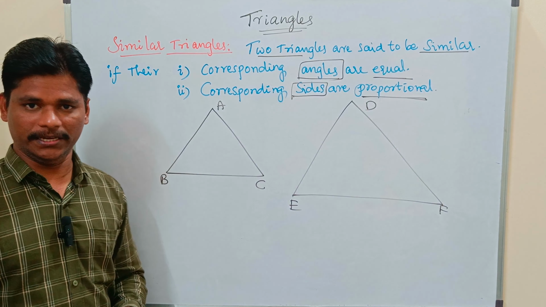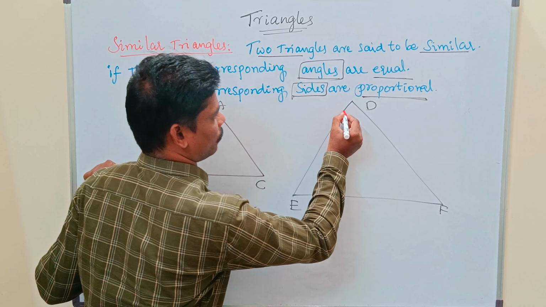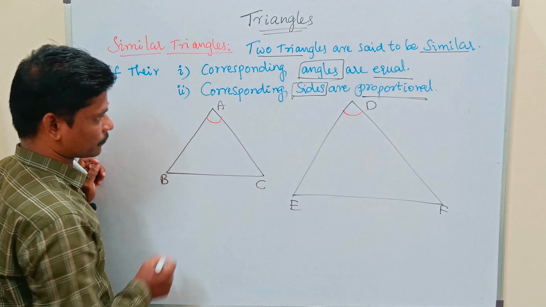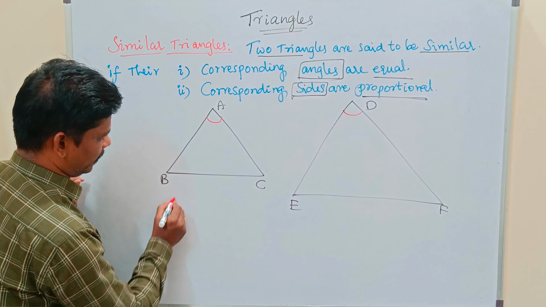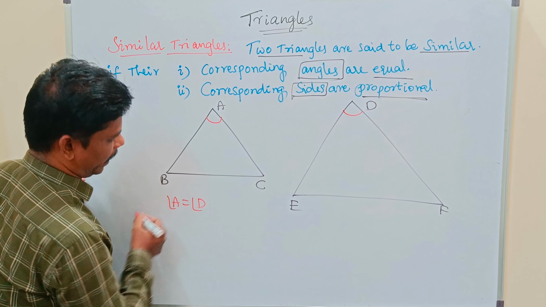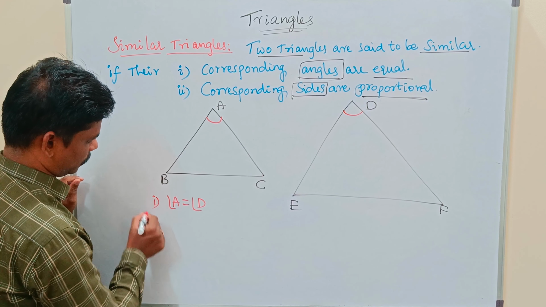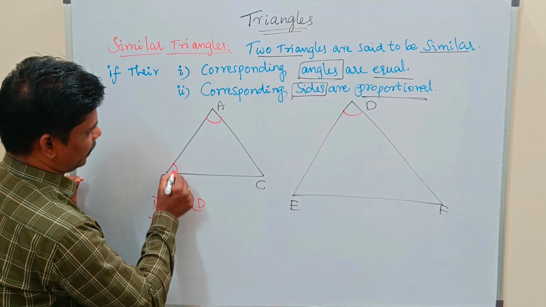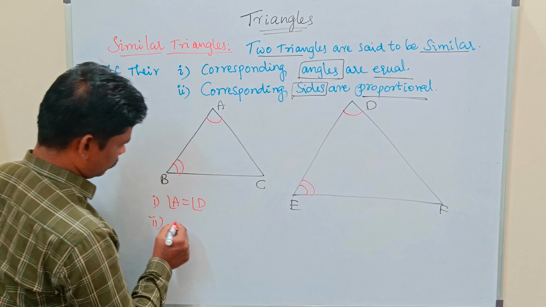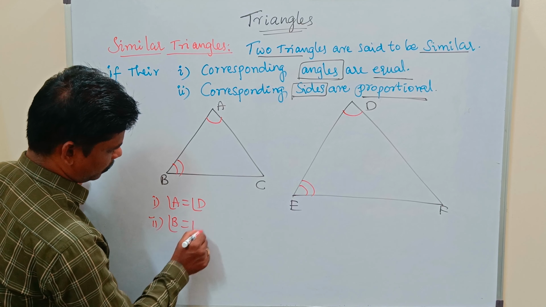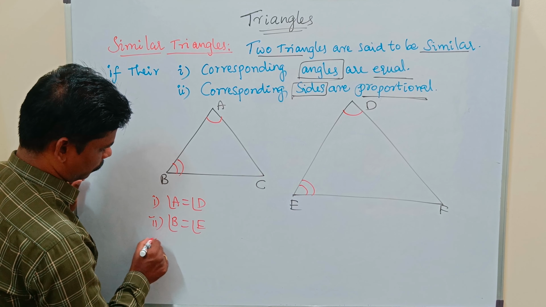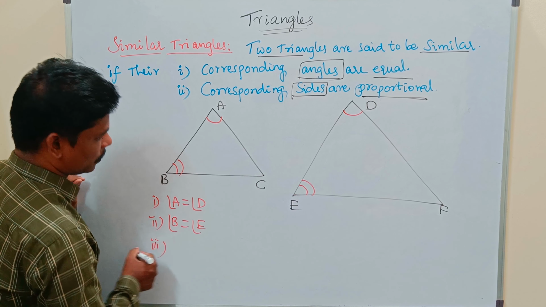If the two triangles are similar, then the corresponding angles are equal. Corresponding angles means this angle is equal to this angle. So here I write, angle A is equal to angle D. This is the first one. Next, the second one: angle B is equal to angle E. Next, the third one, the corresponding angles: angle C is equal to angle F.